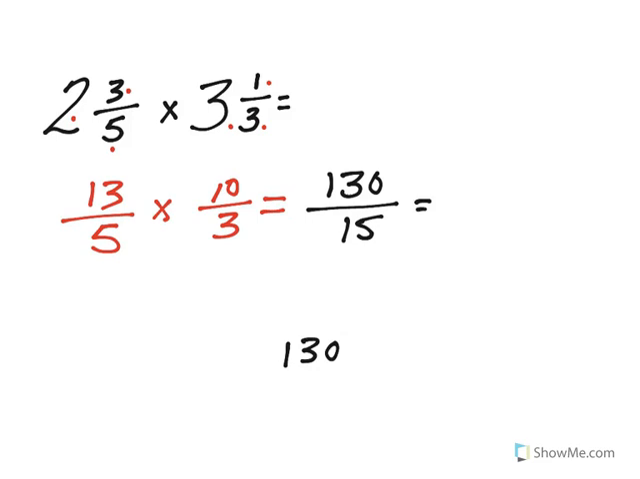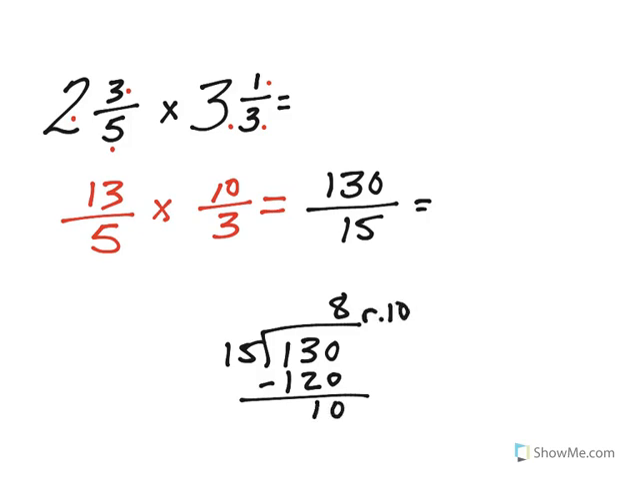I'm going to take 130 and I'm going to divide it by 15. I know I'm going to get 8 groups of 15 out of 130. And 8 times 15 is going to be 120. When I subtract, I have 10. So my remainder is 10. Remember, it is okay for my remainder to be 10 because it's lower than my divisor. So my whole number answer is 8. The remainder is my numerator. My denominator stays the same.